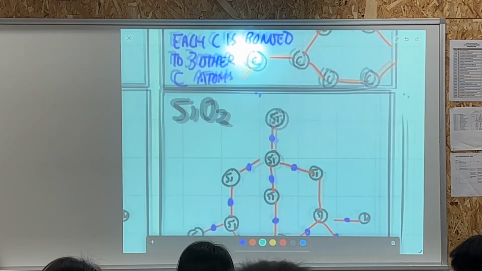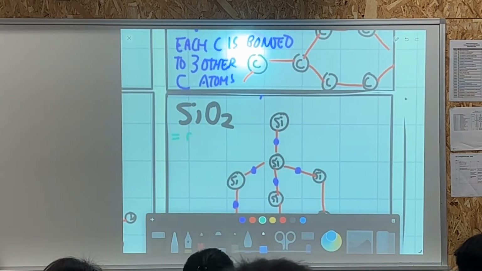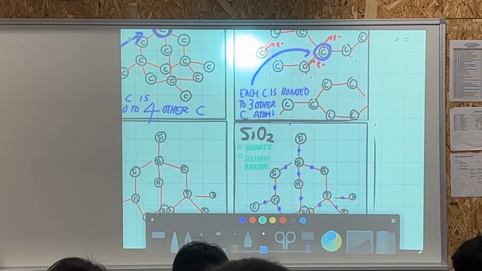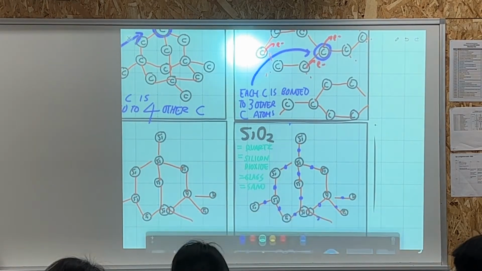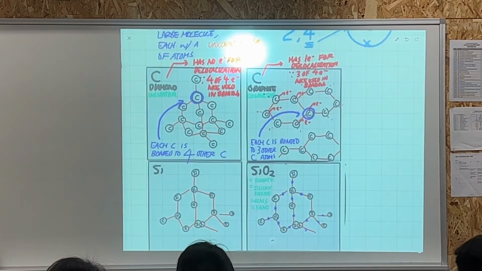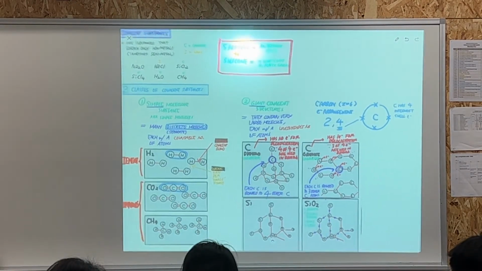So know the other names of SiO2: quartz, but quartz is a mineral, and then we have silicon dioxide. They mean the same thing. And this is found in glass and sand. Quartz is in glass, and in sand. So this is a giant covalent structure.